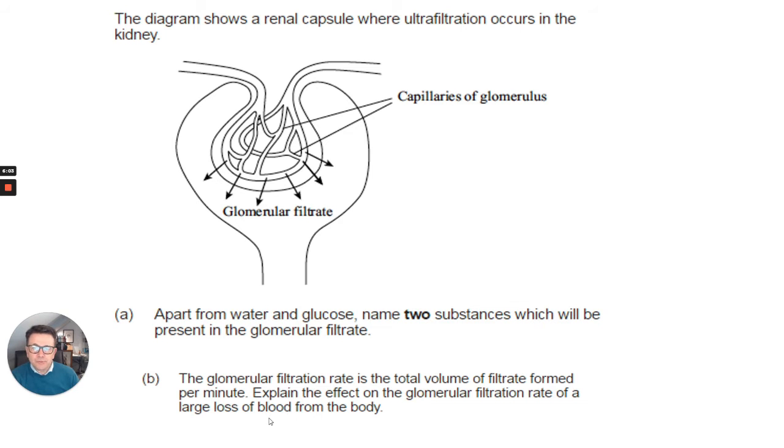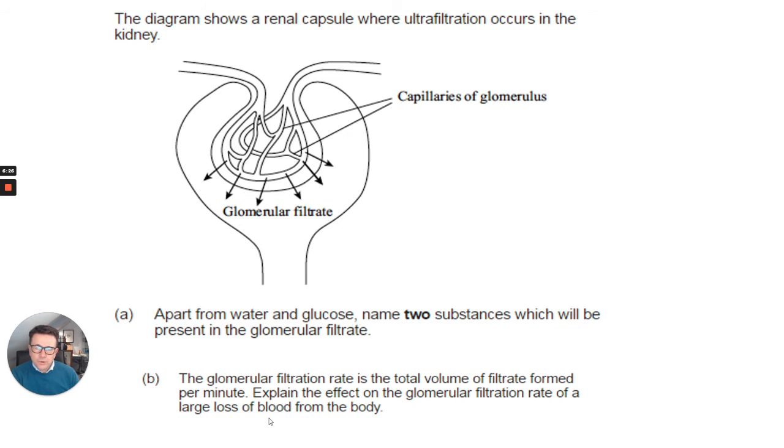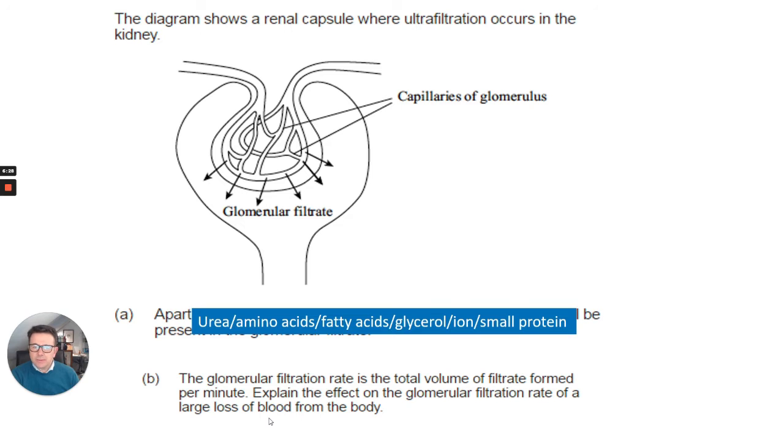Right, okay, so here is a quick question. It shows a diagram showing the renal capsule, the glomerulus, and the filtrate produced. It says, apart from water and glucose, name 2 substances which will be present in the glomerular filtrate. So that will be urea, amino acids, because they're small enough, fatty acids, glycerol, ions, or even small proteins. So water and glucose definitely, and then probably I would say urea and ions.